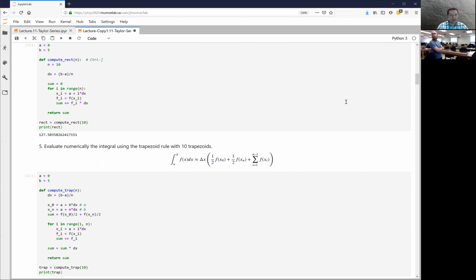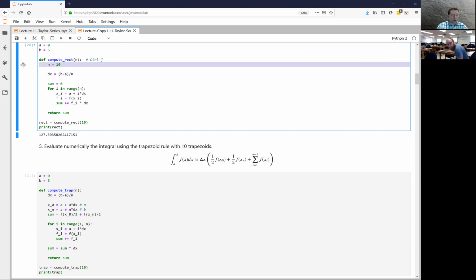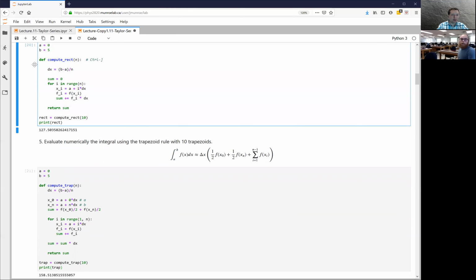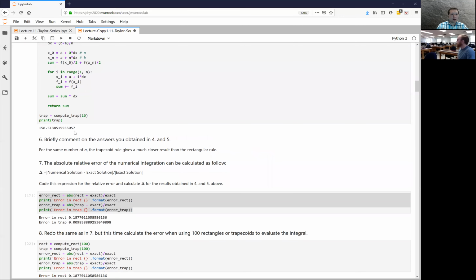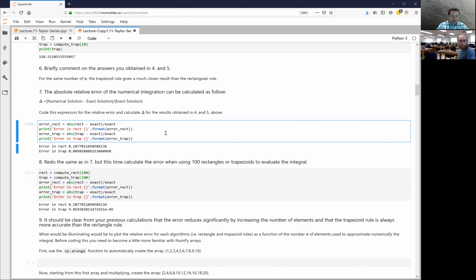Exactly, Cassandra. My mistake is that when I was copying and pasting, I left this line in, even though n should have been passed in. So no matter what I pass in, n was always being overwritten. So let's get rid of that line. Test the code again. It doesn't change because n is equal to 10. But if I calculate the errors, there we go.